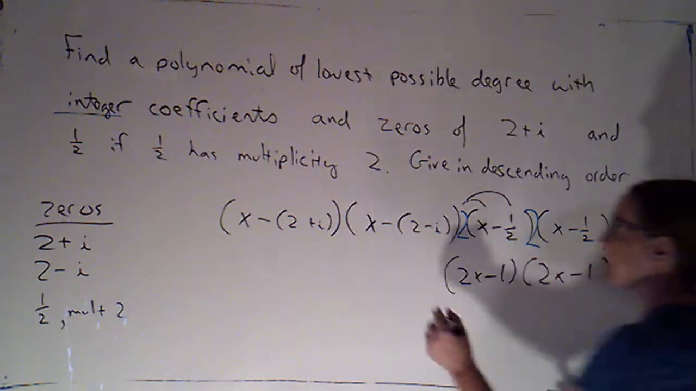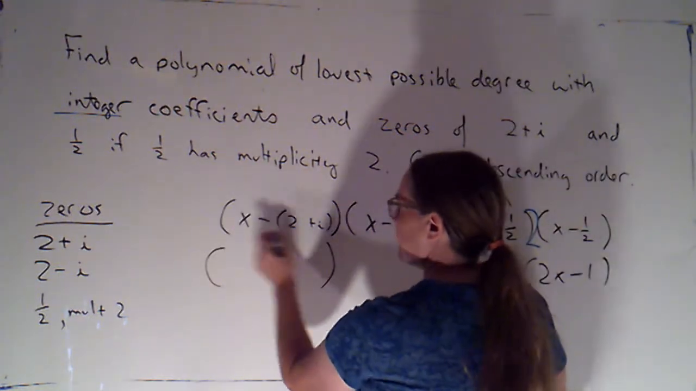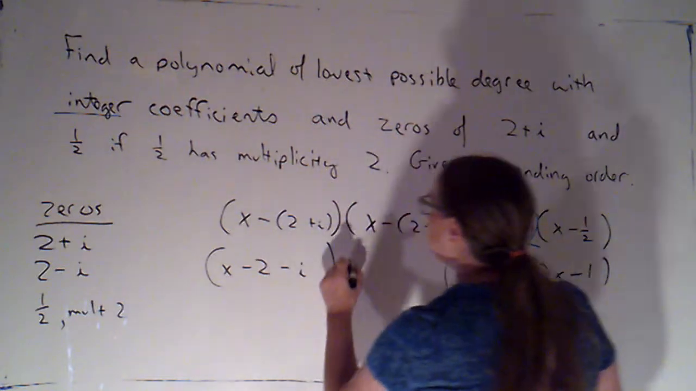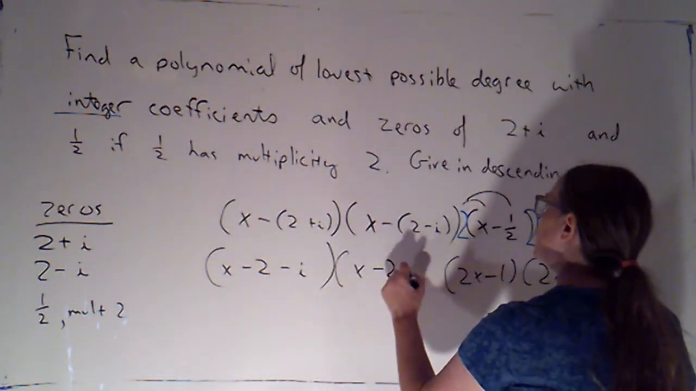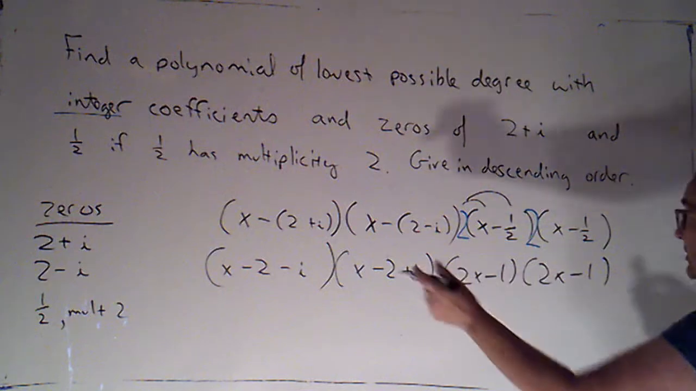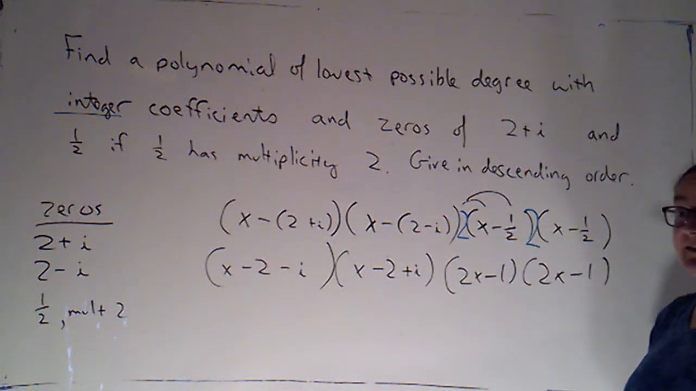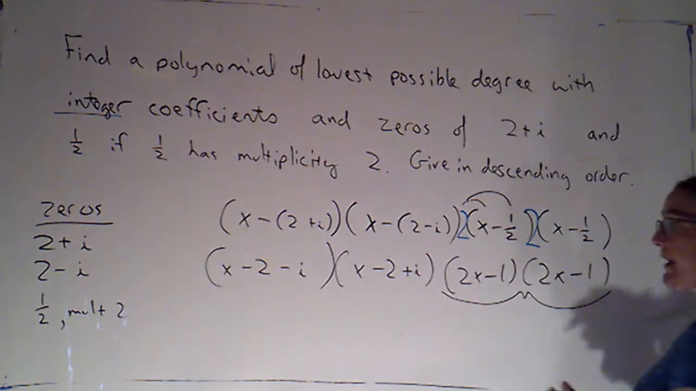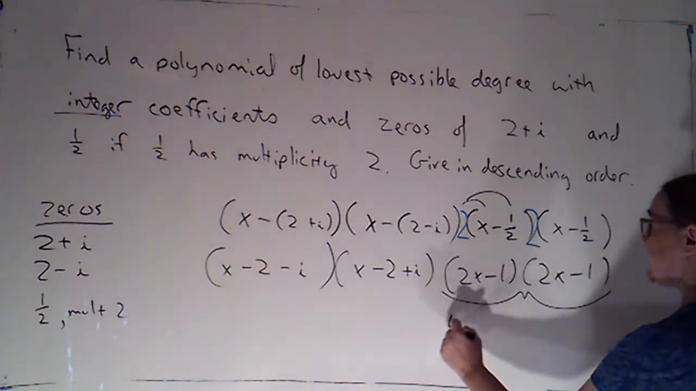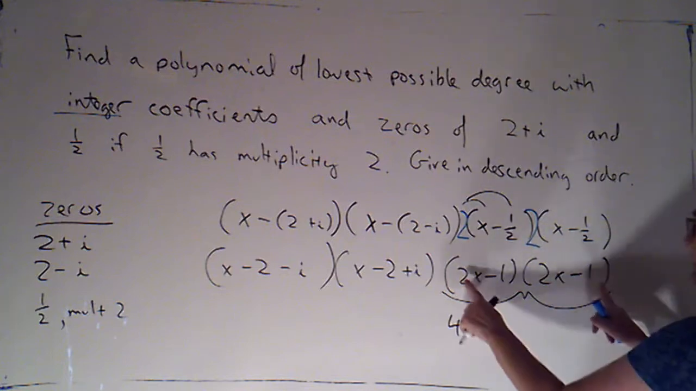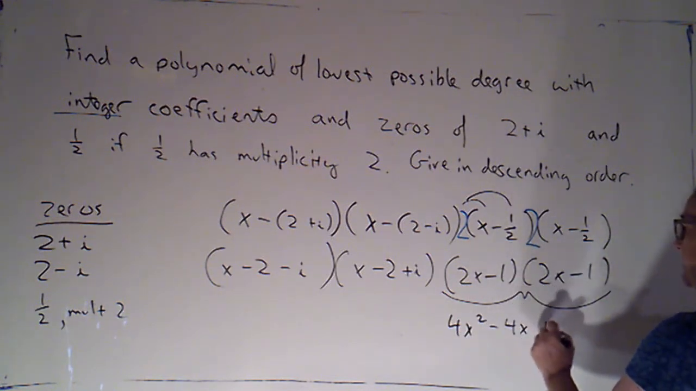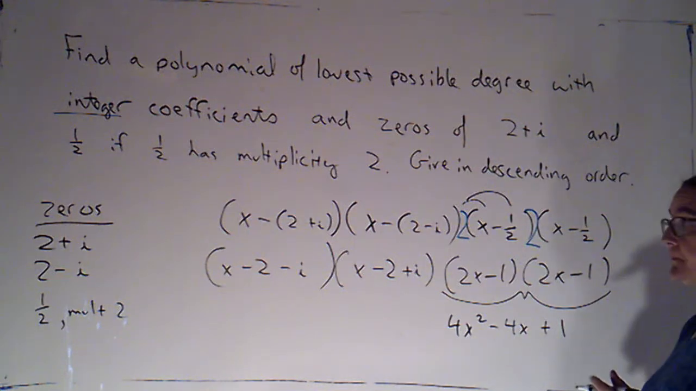All right, now here I'm going to just distribute my negative. So this becomes x minus 2 minus i, and this becomes x minus 2 plus i. And now I just need to multiply all of this out. These two are just binomials, so I can FOIL this. That's going to give me 4x squared minus 2x minus another 2x is minus 4x, and then plus 1.